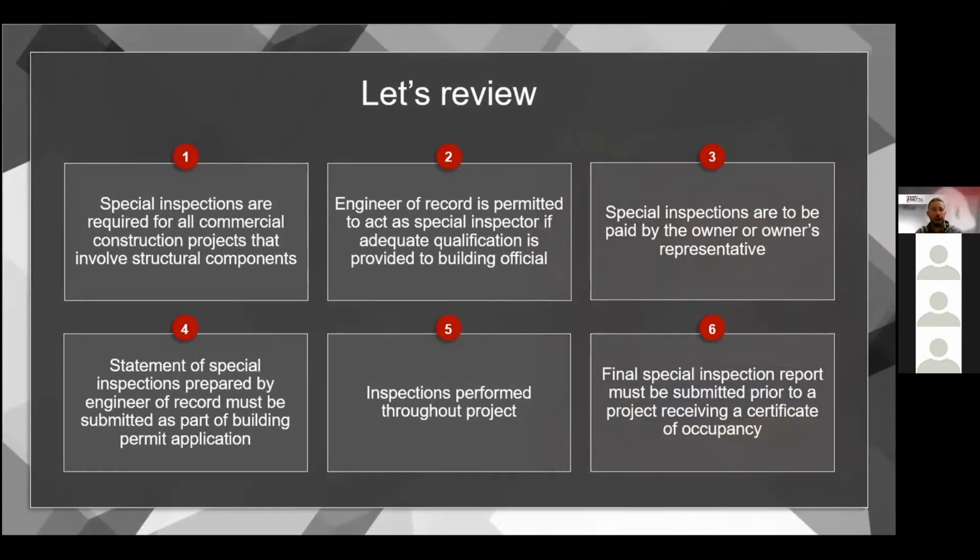I know I threw a lot at you. Special inspections are required for all commercial construction projects that involve structural components. The engineer of record is permitted to act as that special inspector if adequate qualification is provided. Special inspectors are to be paid by the owner or owner's representative. The statement of special inspections prepared by the engineer of record must be submitted as part of the permit application. Inspections are performed all the way through the project, and the final inspection report must be submitted prior to a project receiving a certificate of occupancy.